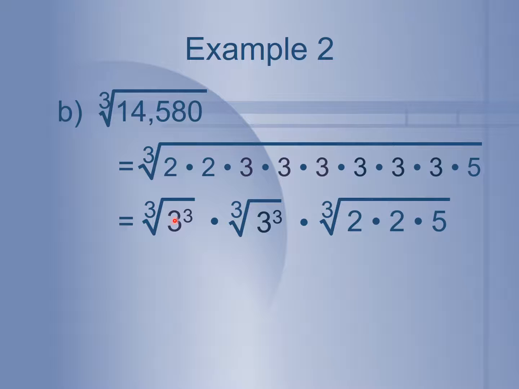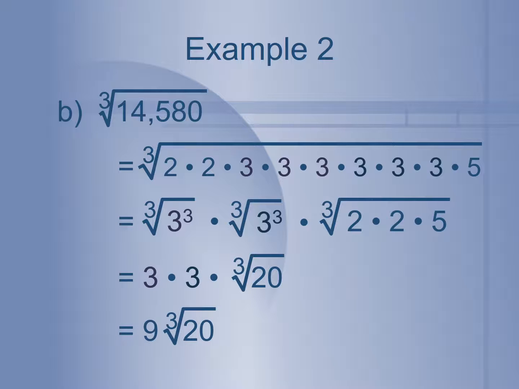So the cube root of 3 cubed becomes 3. So I have one 3. I have another cube root of 3 cubed, so here's that 3. And then 2 times 2 times 5 is 20. So I'm left with 3 times 3 times the cube root of 20. I can simplify 3 times 3, which is 9. So my final answer becomes 9 cube root of 20.